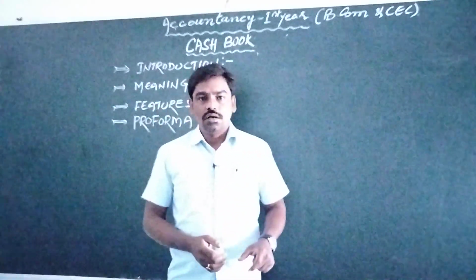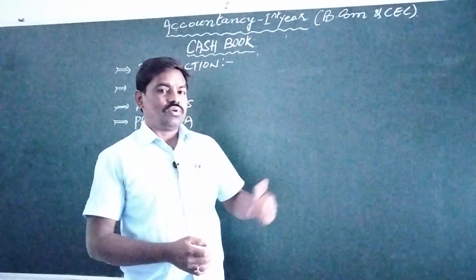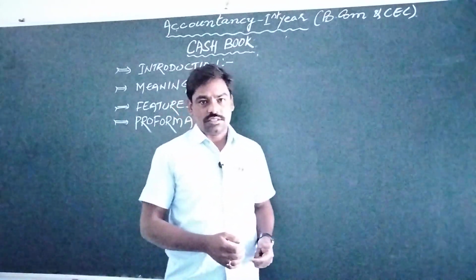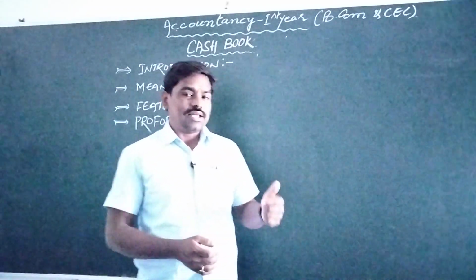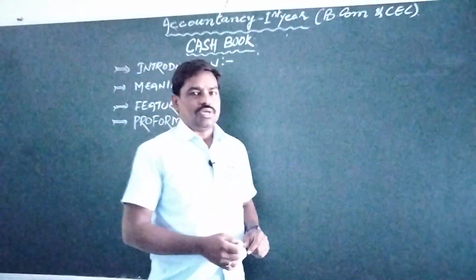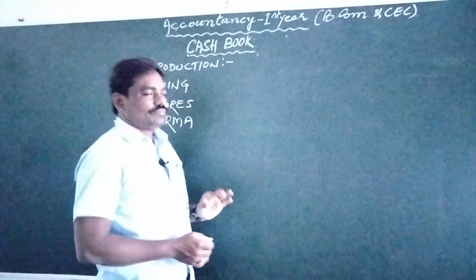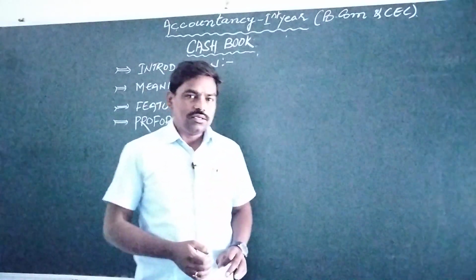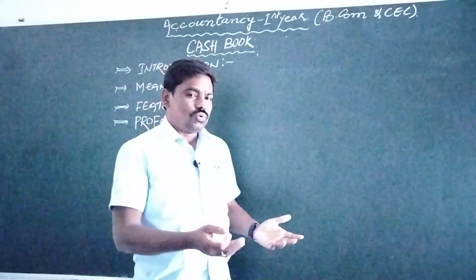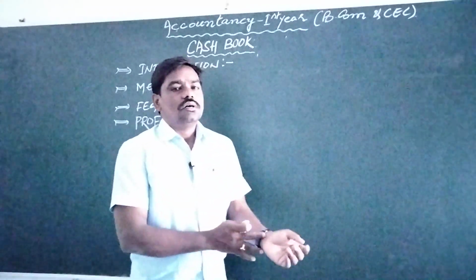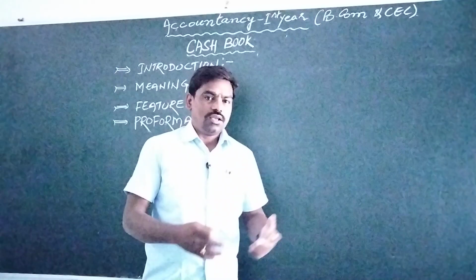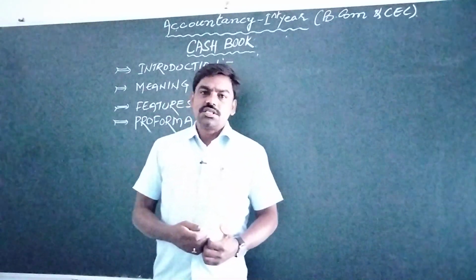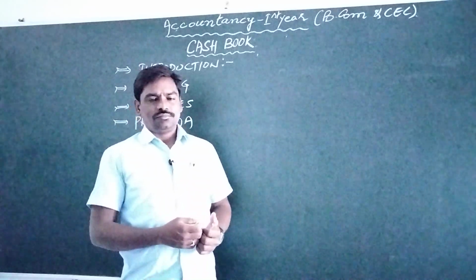In the list I just explained, there are a total of 8 subsidiary books. In that, the 5th one is cash book. Okay, cash book is one of the subsidiary books. And here, what is the importance of the cash book? Why do we maintain the cash book in the business organization?